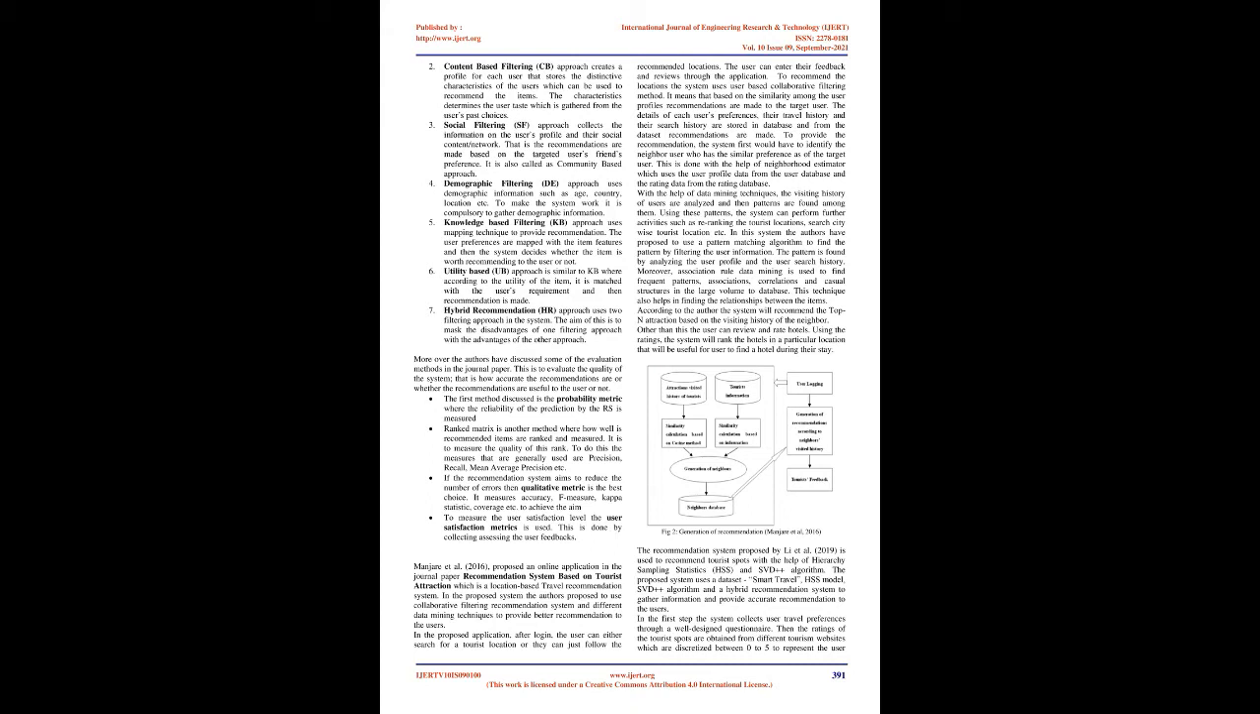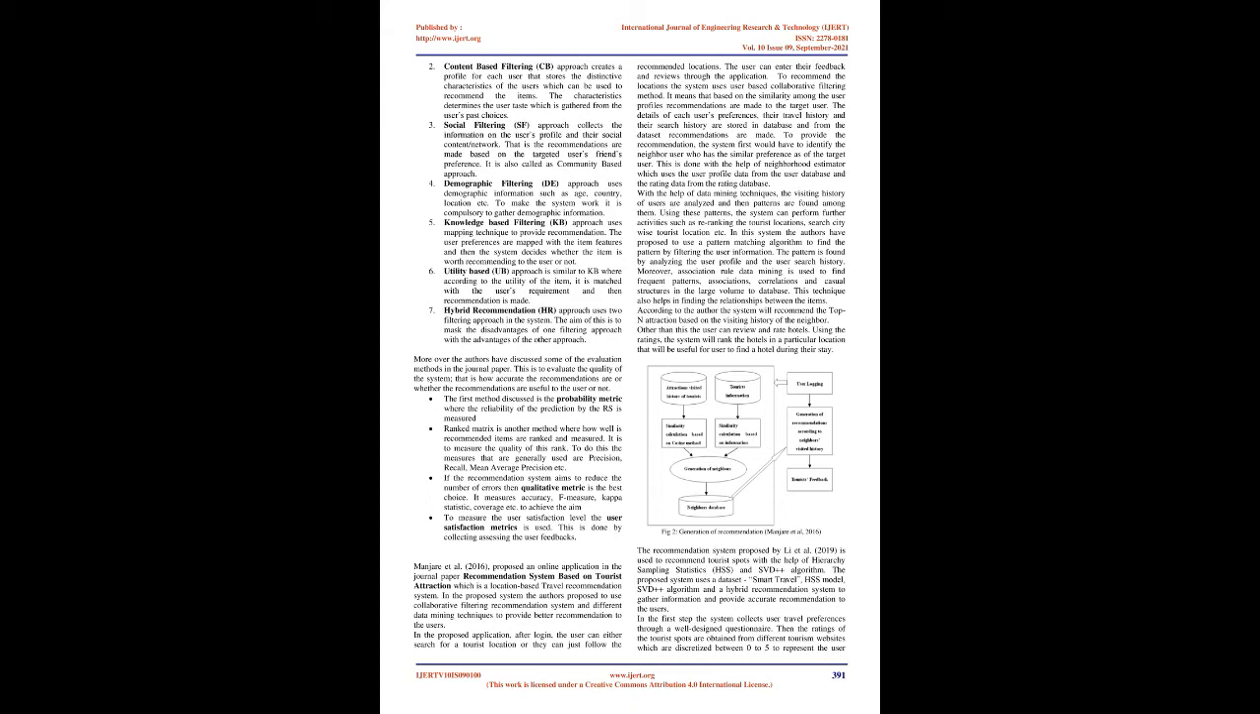Moreover, association rule data mining is used to find frequent patterns, associations, correlations, and causal structures in the large volume of database. This technique also helps in finding the relationships between the items. According to the author, the system will recommend the top N attraction based on the visiting history of the neighbor. Other than this, the user can review and rate hotels. Using the ratings, the system will rank the hotels in a particular location that will be useful for user to find a hotel during their stay.